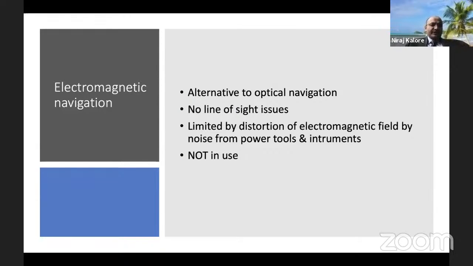Briefly about electromagnetic navigation, not in common use, was like an alternative to the optical navigation, where it uses electromagnetic field to do the tracking. But the problem is the power instruments that we use, they interfere with the electromagnetic field, limiting its utility.